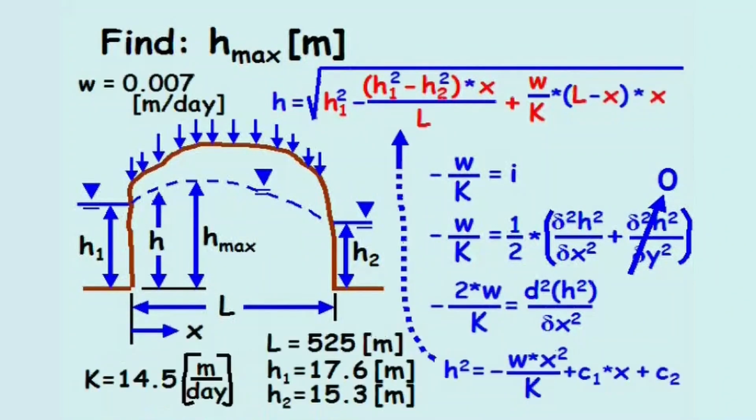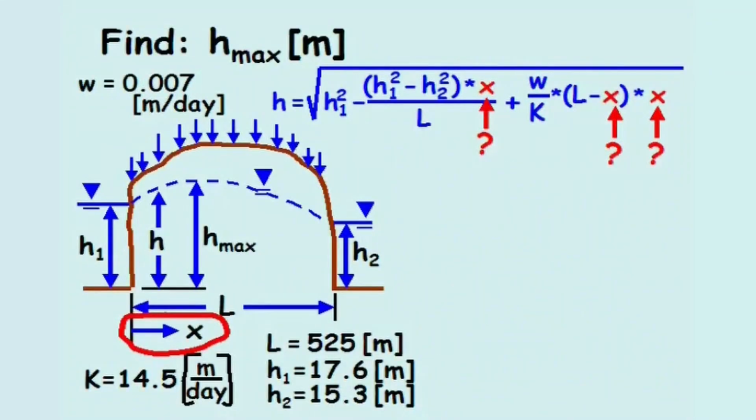For the given data, we know h1, h2, the recharge, W, the hydraulic conductivity, K, and the length, L. But the value of x is unknown. Since the problem asks to find the maximum height of the groundwater table, we need to find the value of x, which corresponds to the maximum height.